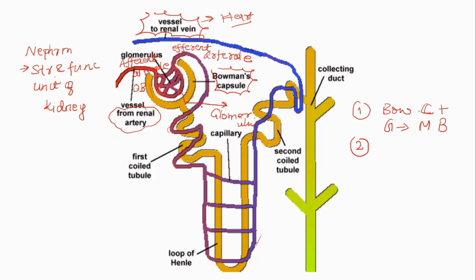Coming to the second part, you can see there is a tubule which is curved. This is called the PCT, the first coil tubule. This is called the proximal convoluted tubule. Convoluted means it is coiled, it's not straight. Proximal convoluted.